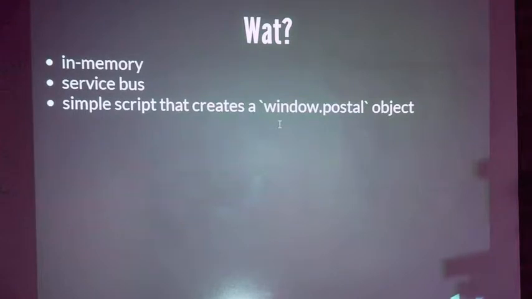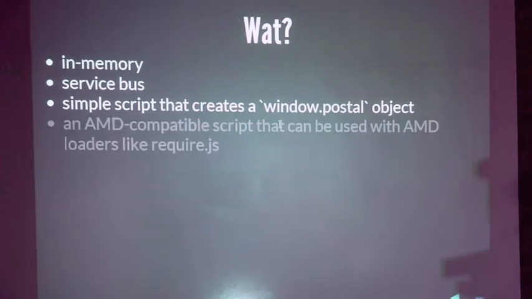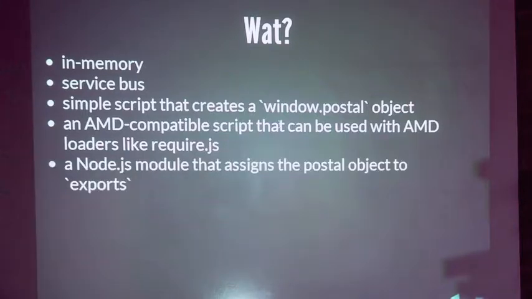Okay, so it's in memory. It's a service bus. The way this is distributed, if you want to include it in your web page and have a global Postal object, you don't want to mess with the nasty module stuff because it's a pain. You can do this. There's a script that comes with it. You just throw it in your web page and boom, window.postal. That's your service bus. It also comes in an AMD compatible module, so you can do like I did, where you set up require and you include it as a module dependency. And there is also a Node.js module that assigns it to exports, and then you can include it as a dependency in your Node modules. So three different flavors, pick your poison, whatever floats your boat.